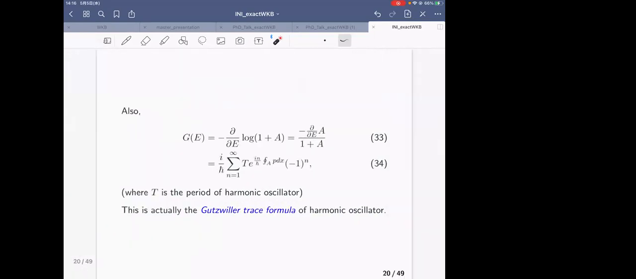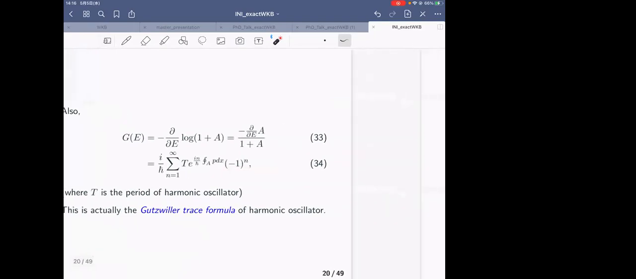And also, not only Z, but G, the trace of the resolvent, has an important property. This G can be written in this form. And this is actually the Gutzwiller trace formula of the harmonic oscillator. And this factor is called the Maslov index.